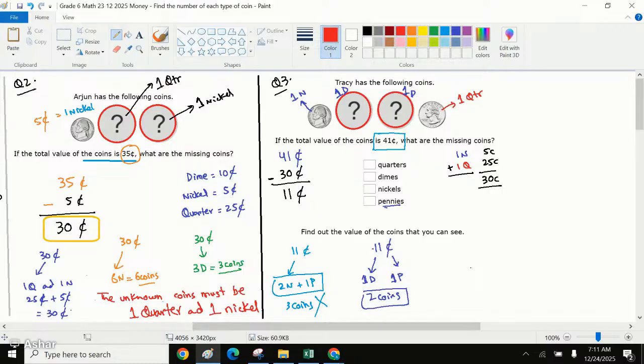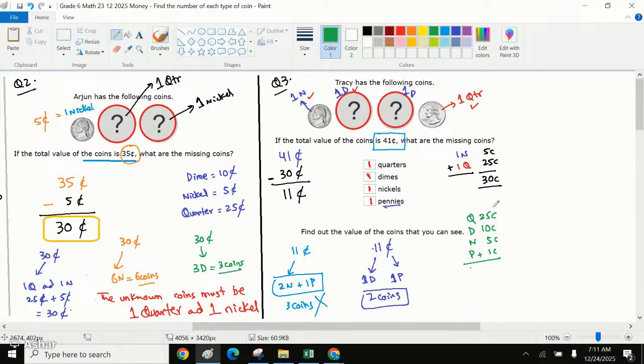So let's mark over here. How many quarters do we have? We had 1 quarter. How many dimes do we have? We have 1 dime. How many nickels do we have? We have 1 nickel. And how many pennies do we have? We have 1. So if we cross check, 1 quarter was 25 cents, right? 1 dime was 10 cents, 1 nickel was 5 cents, and 1 penny was 1 cent.